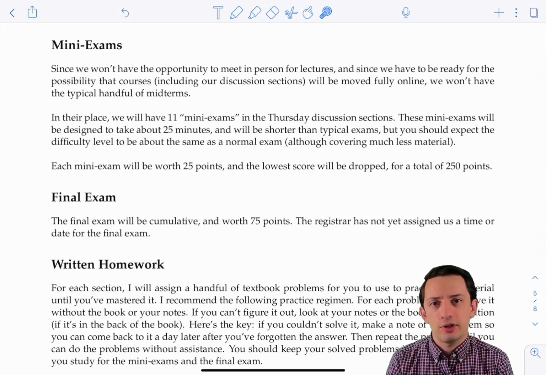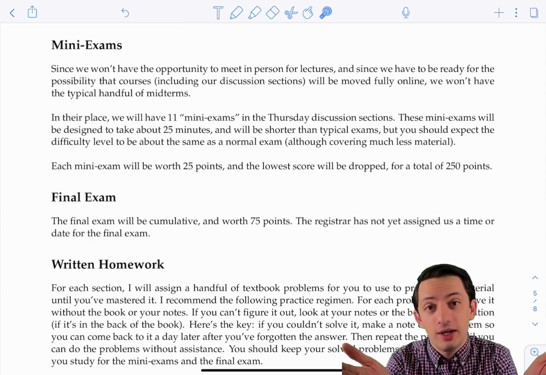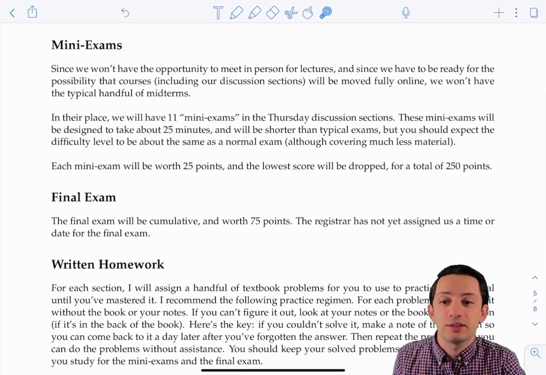I'll show you the course calendar in a minute so you can see what that means. But there's going to be 11 of them. I'm going to drop the lowest score, so only 10 scores will count, and in total those will be 50% of your grade. So 50 divided by 10 is 5. That means each mini exam is going to be 5% of your grade.